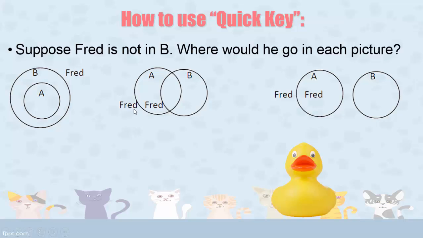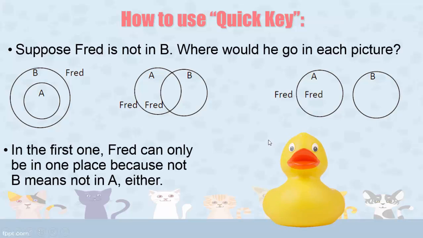Similarly here, if Fred is not in B, Fred can be outside of A and B, or Fred can be in A. But he wouldn't be in the intersection, because then he would have to be part of B. And then, of course, again, here he can be outside of A and B, or he can be inside A. So in the first one, Fred can only be in one place, because not B means not in A either.